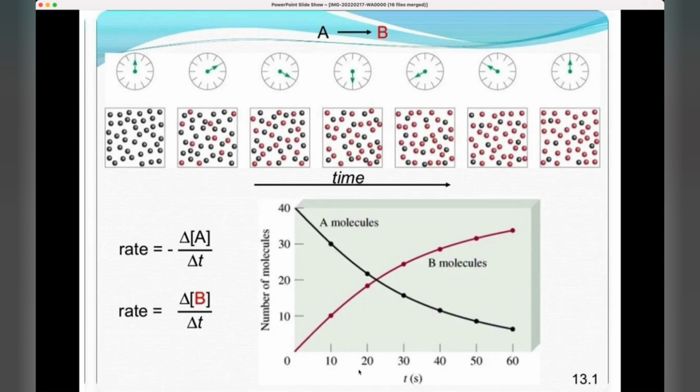Moving on to the next concept, you can see that from A it forms B, and with respect to different timings we draw a graph with time on the x-axis and number of molecules along the y-axis. For A, the graph comes down like this, and for B, it moves up like this. As we said, rate is minus delta [A] by delta t because A decreases with time, and rate is delta [B] by delta t.